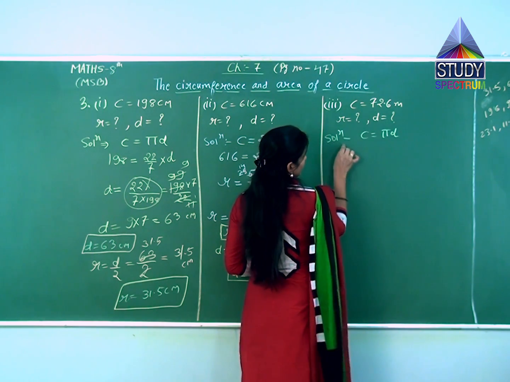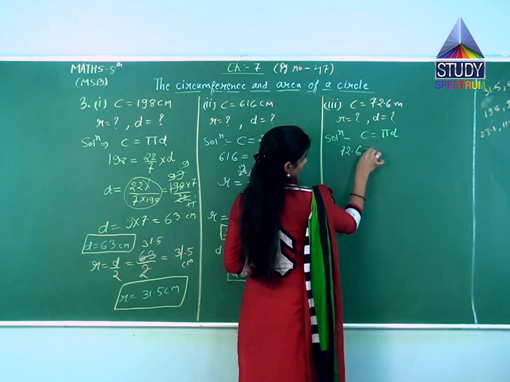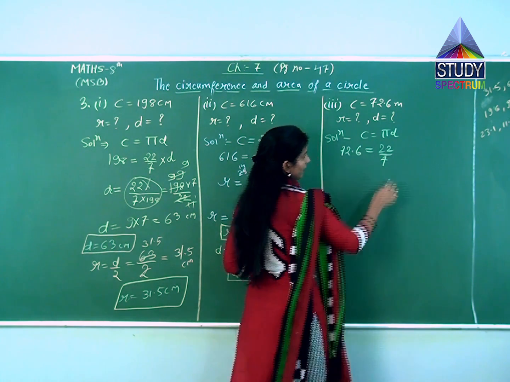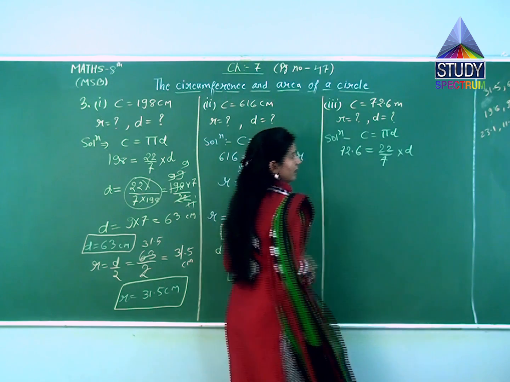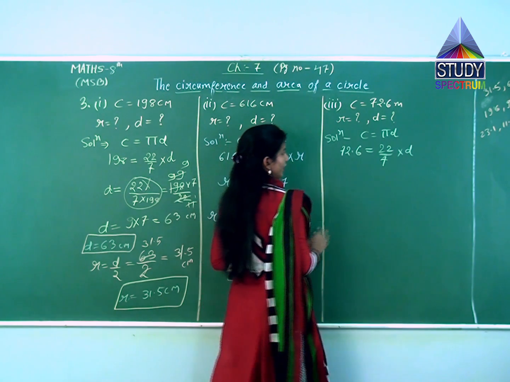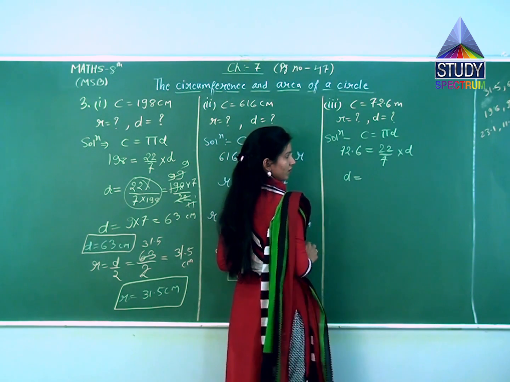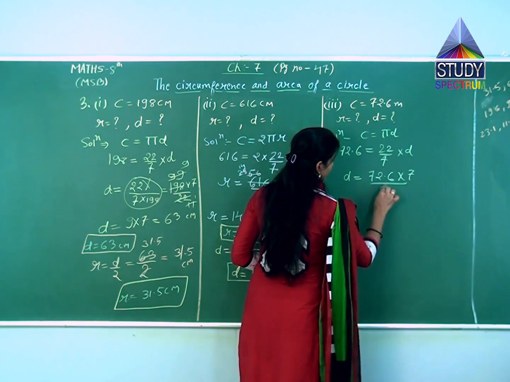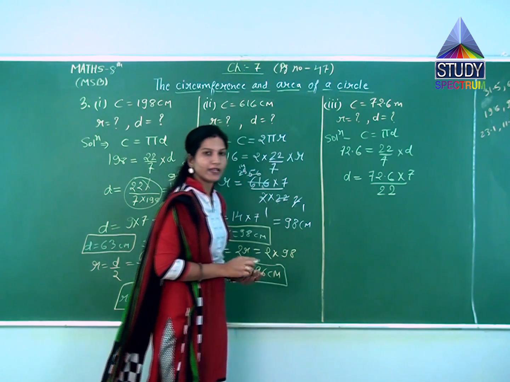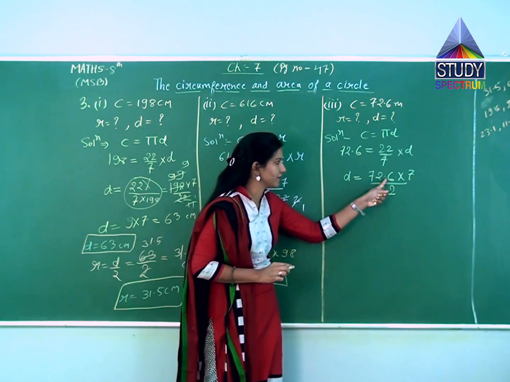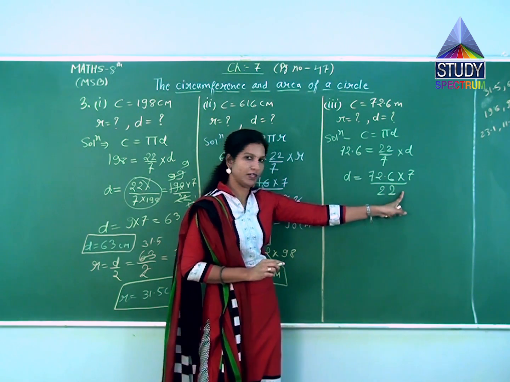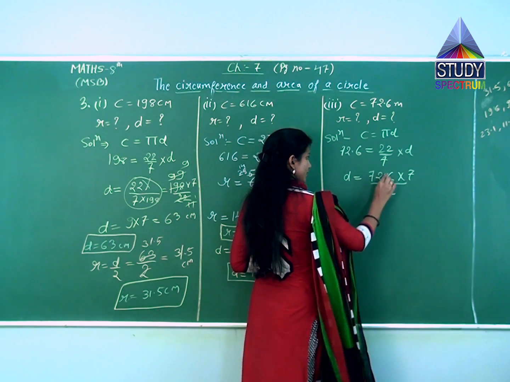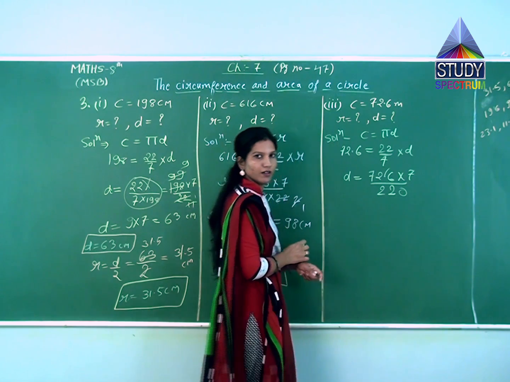Now C 72.6 equals pi 22 upon 7 and d, we do not have the value of d. Now d will be equal to 72.6 into 7 upon 22. Now again, if we remove this decimal, 10 will come here because after decimal there is only one digit. So let's remove this decimal and place 0 here.